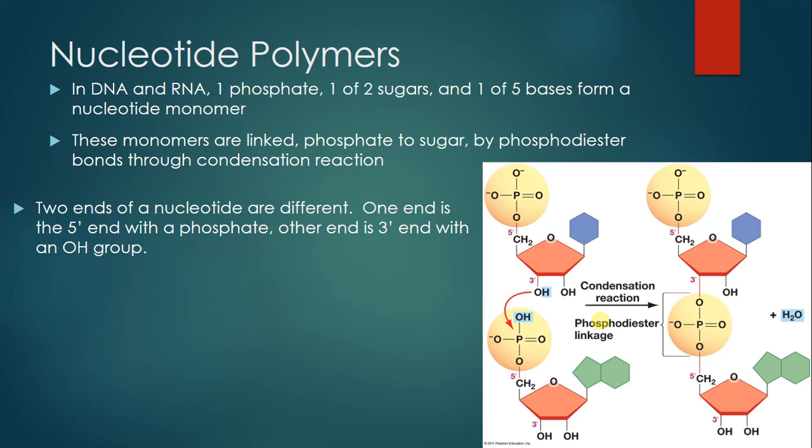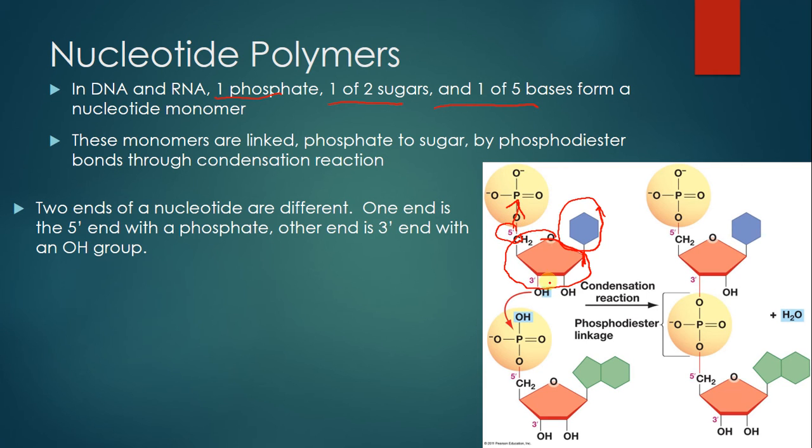So the nucleotide polymers in DNA and RNA, like we said, there's 1 phosphate, 1 of 2 sugars, and 1 of 5 bases that form a nucleotide. So a nucleotide is composed of this sugar, and off of the 1' carbon there's 1 of those 5 nitrogenous bases. In DNA it's adenine, thymine, cytosine, and guanine. In RNA you replace the thymine with the uracil, and off of the 5' carbon there's the phosphate group.